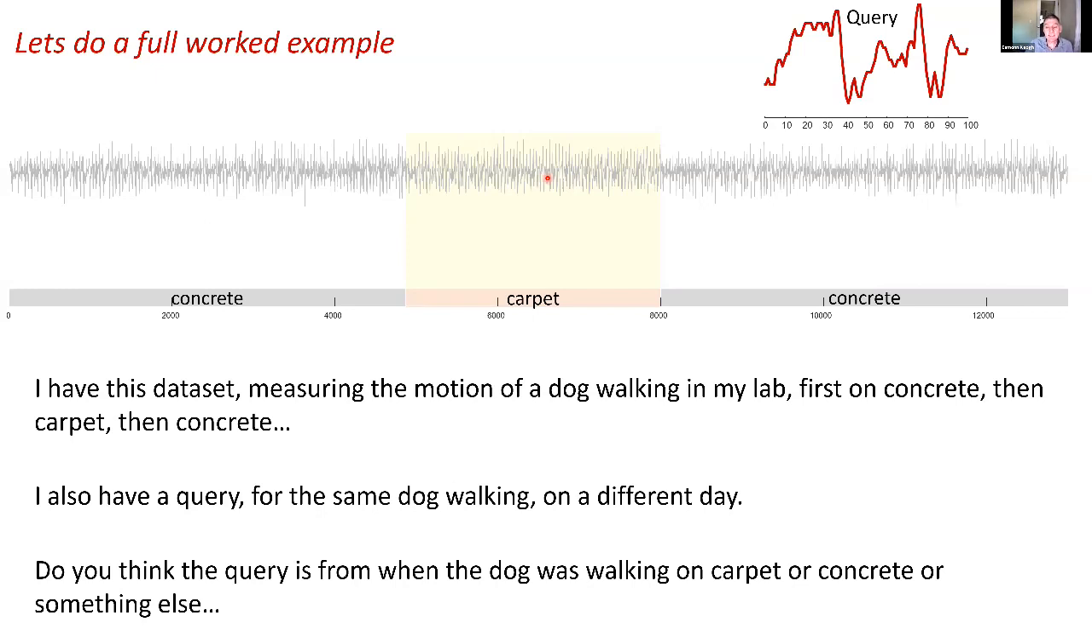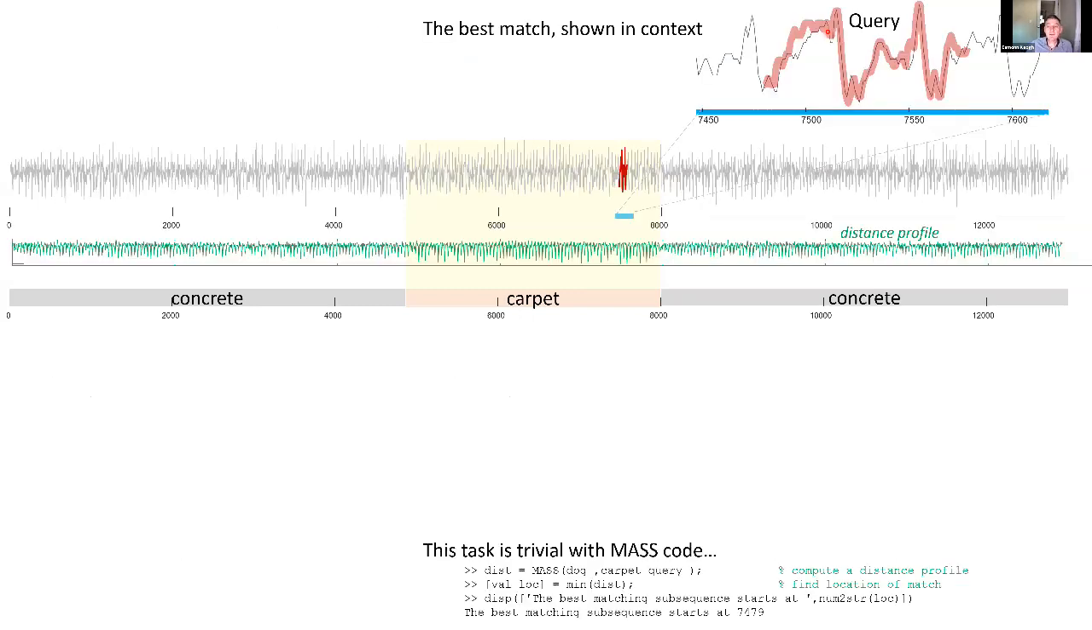And we can solve this simply by doing what I did in the last few slides, which is to compute a distance profile and find the nearest neighbor to that query. And here I've done that. So the nearest neighbor I'm showing you right here in context is the lowest part of the distance profile, you can see the very low value here in green. And because the nearest neighbor to the query is in the carpet region, I'm guessing my query might have actually come from when the dog was walking on the carpet. You can see actually the best match here is not perfect, but it is really, really good.